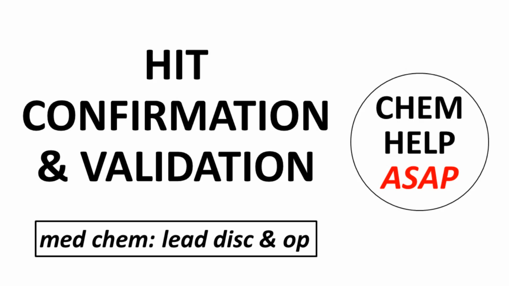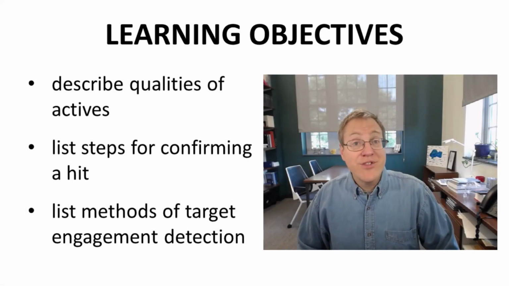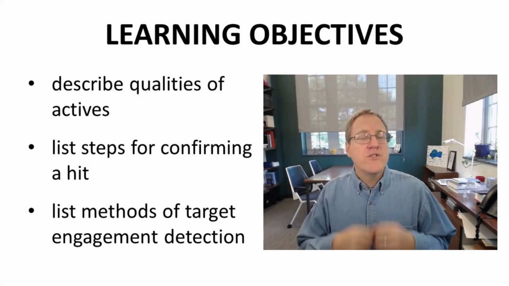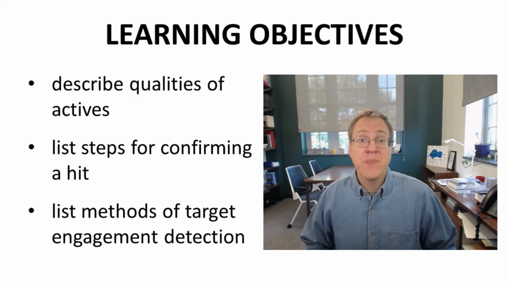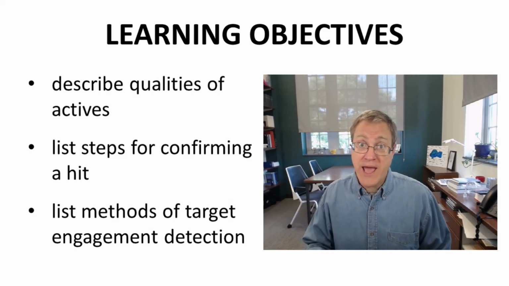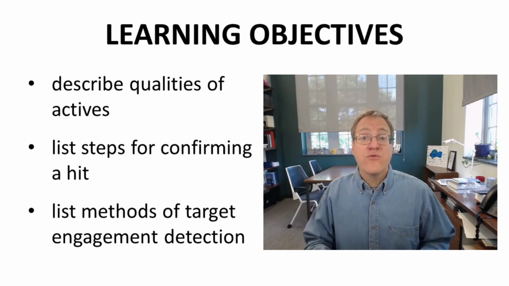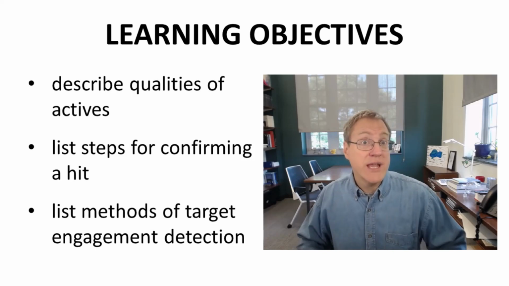This video describes the idea of validating a hit's activity by confirming its target engagement. By the end of this video, students will be able to describe qualities of actives identified through a screening campaign, list steps for confirming actives, and list methods for establishing target engagement.